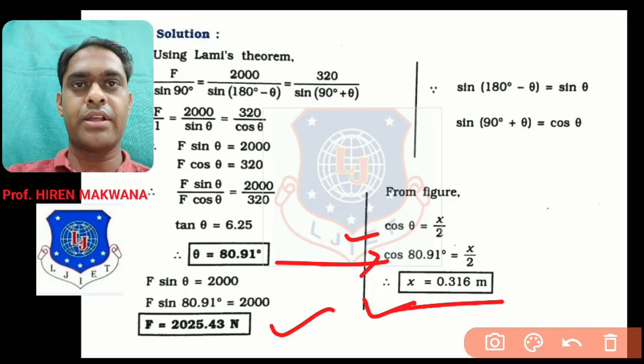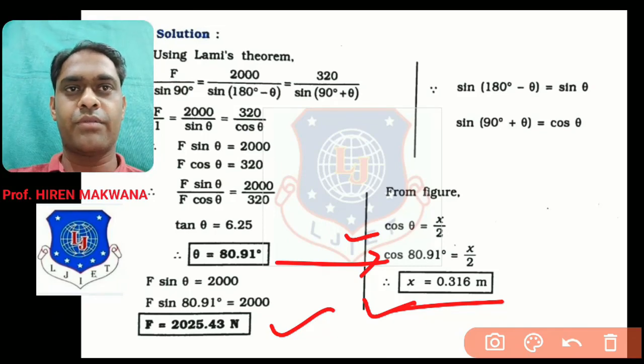So I hope you have done more and more practice of Lami's theorem. This is the conclusion of the topic.